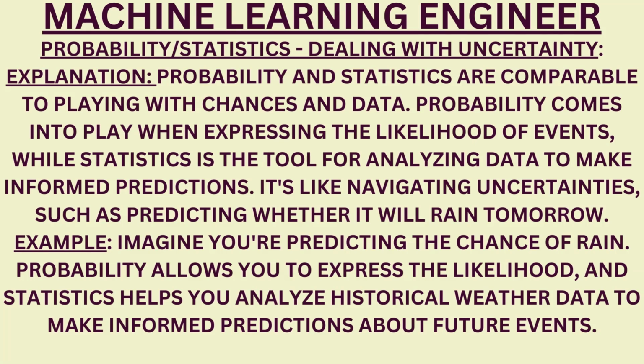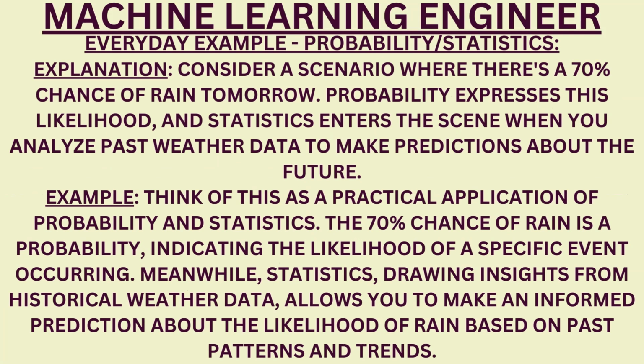Probability allows you to express the likelihood, and statistics helps you analyze historical weather data to make informed predictions about future events. Everyday example: probability and statistics. Explanation: consider a scenario where there is a 70% chance of rain tomorrow. Probability expresses this likelihood, and statistics enters the scene when you analyze past weather data to make predictions about the future.